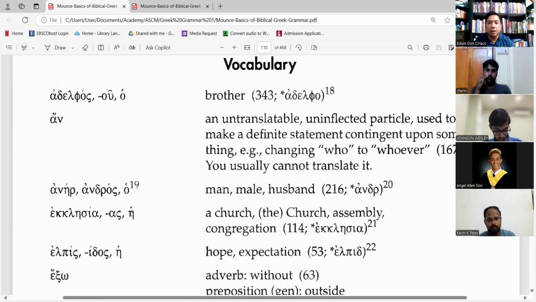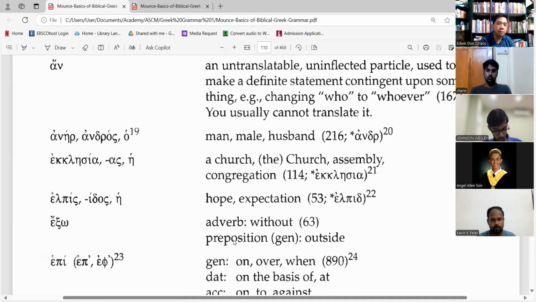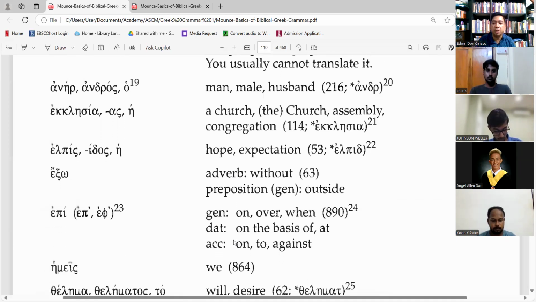And then an, untranslatable. You do not translate the word an. But when you see an, it is usually connected with hos an, and so it becomes whoever. So we will see that later. And then aner. The word anthropos is masculine, man, but particularly anthropos refers to a person, a human being. With regards to aner, it's aner or andros.